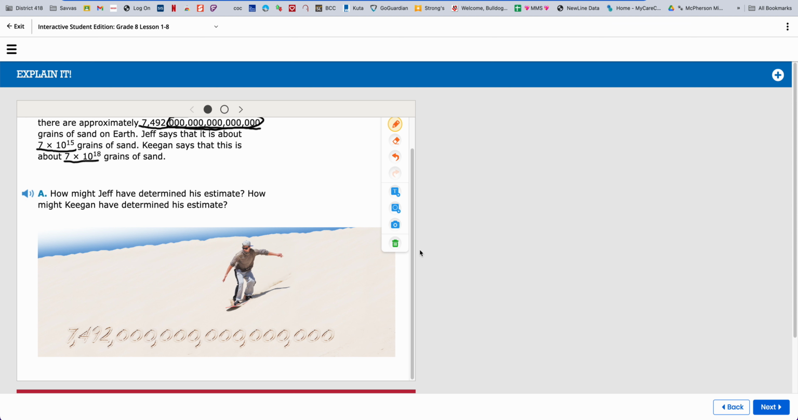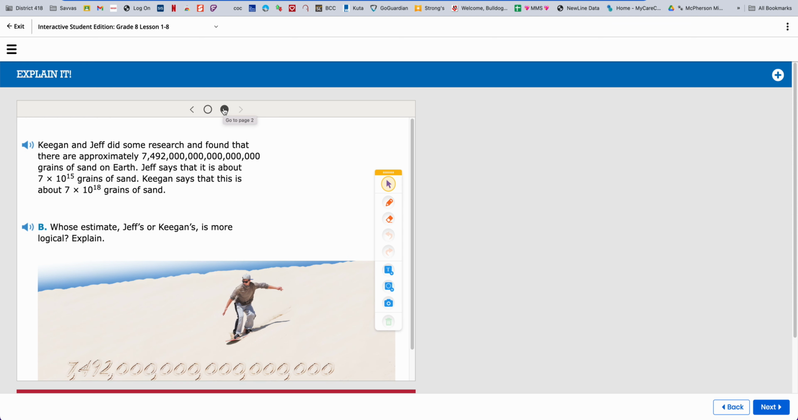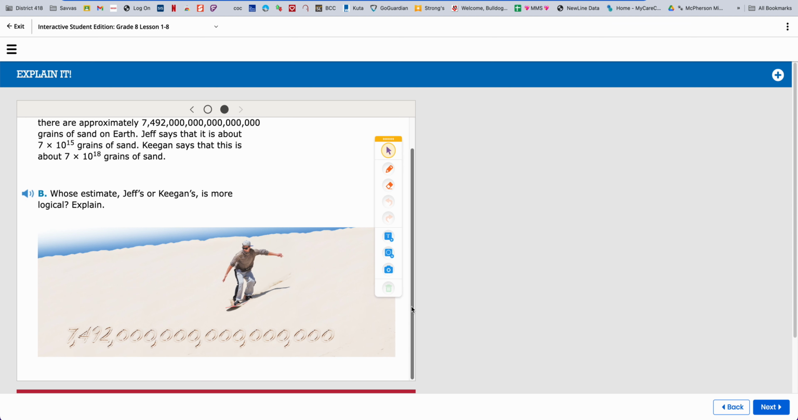And then if we go to this screen, we like Keegan's estimate more because he accounts for all of the place values, not just the zeros.